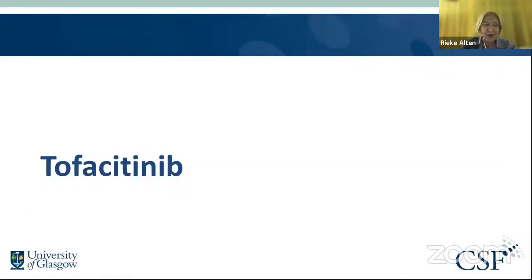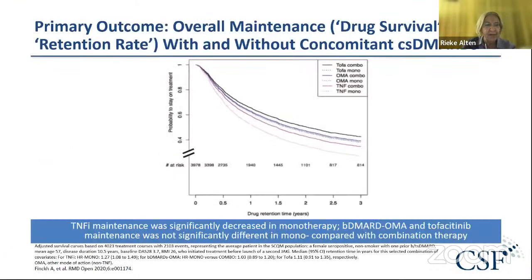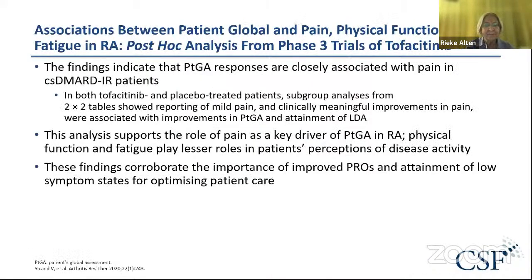So the so-called bad guy at the moment, I think it is not right to call it the bad guy. Tofacitinib was the very first one. It was first approved in Switzerland and in the US. It took a while until we got it in Europe. Next slide, please. And we really have the longest data for tofacitinib. And we have here the overall maintenance, or drug survival or retention rate, with or without concomitant methotrexate. And you can see here also that there were very good results over time. Can we move forward, please?